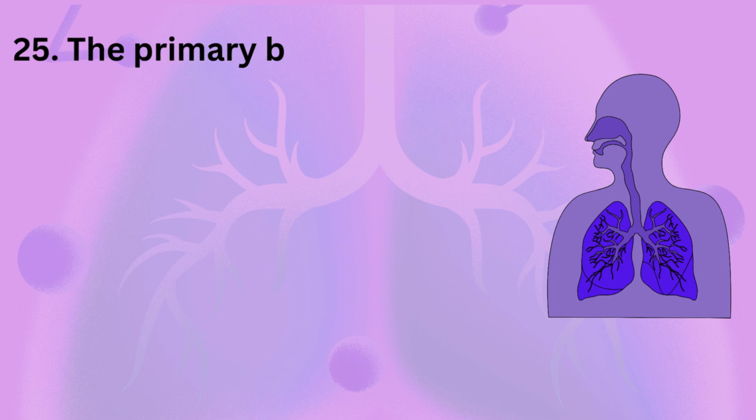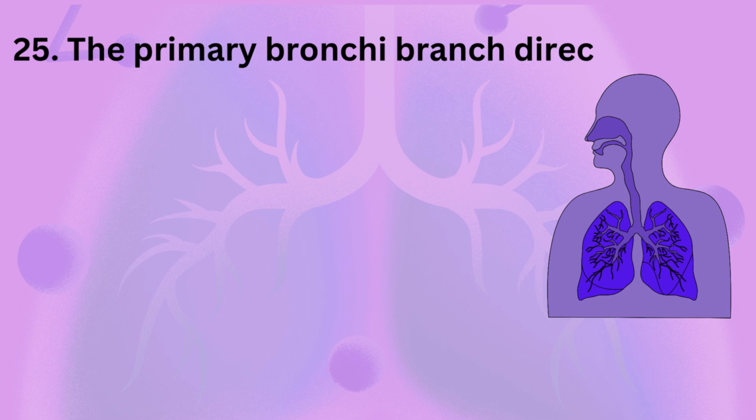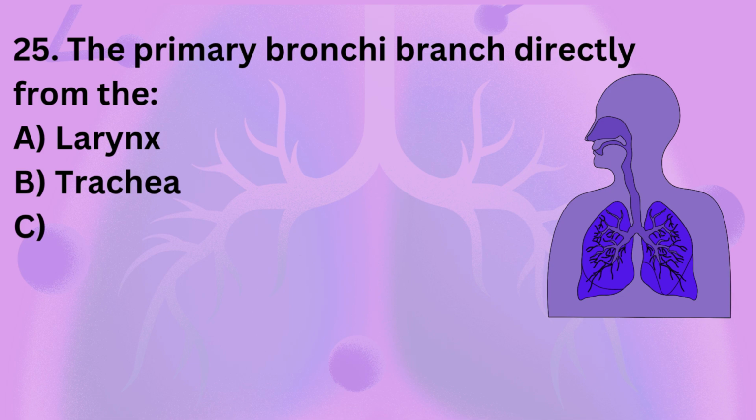25. The primary bronchi branch directly in A. larynx. B. trachea. C. pharynx. D. alveoli.